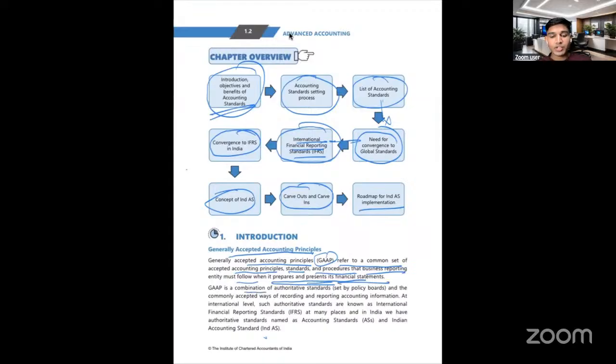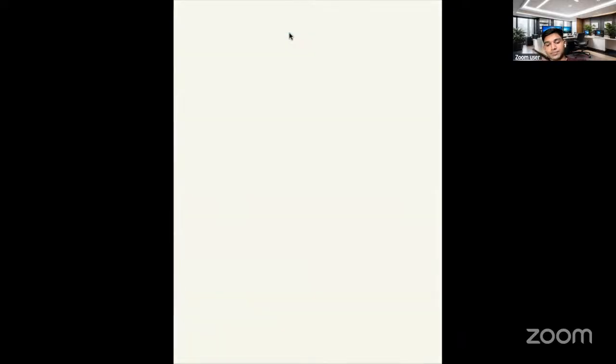GAAP is a combination of authoritative standards set by policy boards and the commonly accepted ways of recording and reporting accounting information. At the international level, such authoritative standards are known as International Financial Reporting Standards, in short IFRS, and in India we have authoritative standards named Accounting Standards, AS, and Indian Accounting Standards.